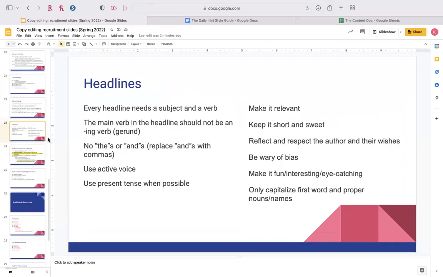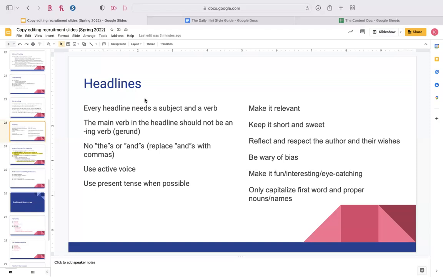I'd also like to talk about headlines a little bit. Every headline needs a subject and a verb, and that verb should not have an "ing" at the end of it. You shouldn't use "the" or derivatives like they, them, these, their. Those kinds of words should not be in the headline. And if you want to use "and," you can replace it with a comma.